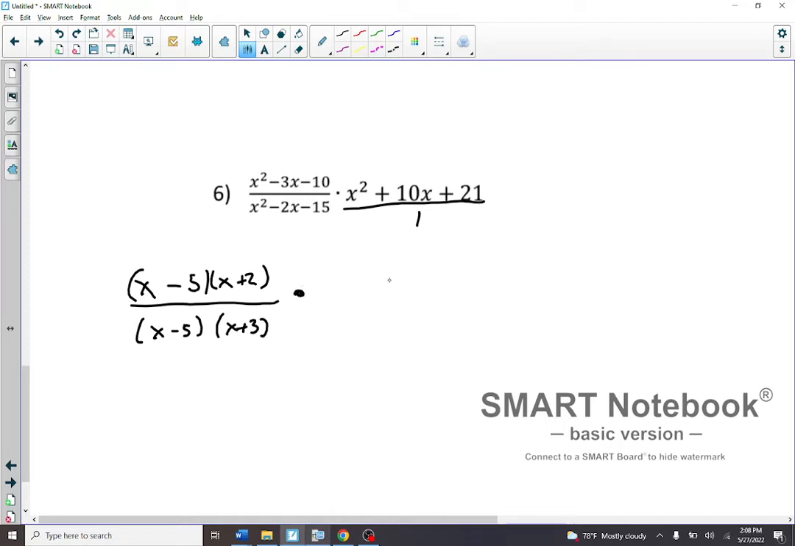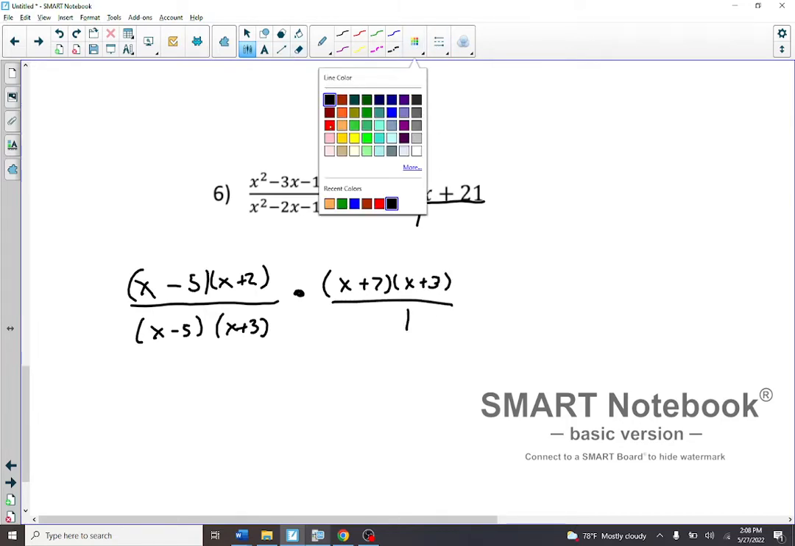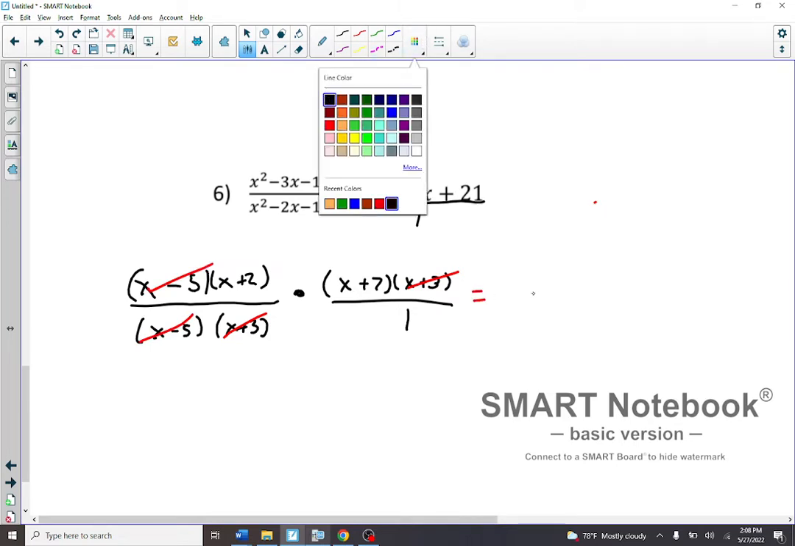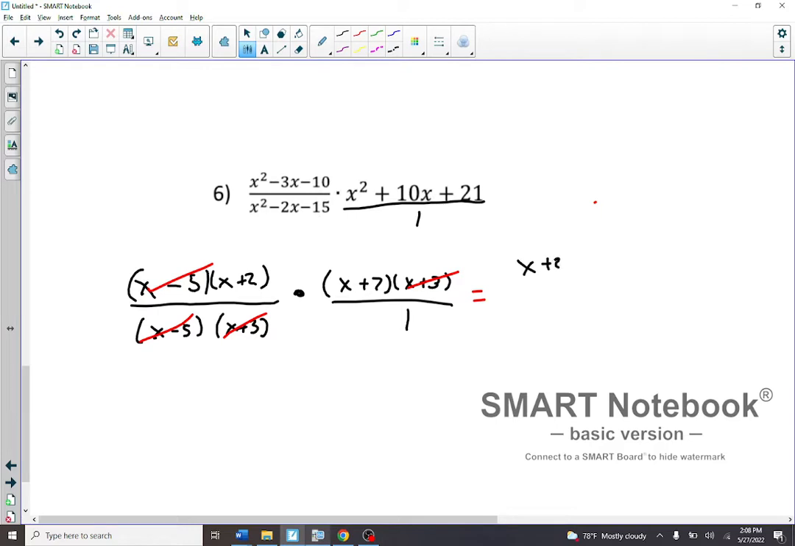Times 21 and 10 is going to be x plus 7, x plus 3, all over 1. All right, cross out anything you can cross out. I see x plus 3 is cross out. And I see x minus 7, so I could cross out. So my final answer is x plus 2, x plus 7.